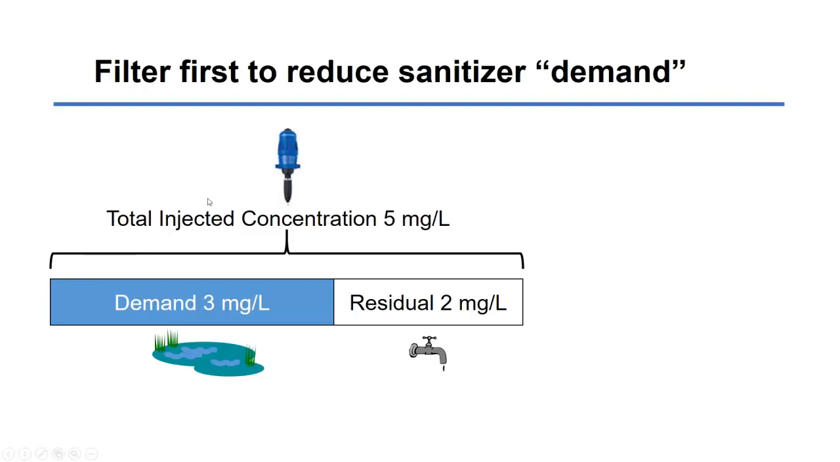And an example here is like, let's say you're injecting 5 parts per million of chlorine into your water, but the water is really dirty, and then the water reacts with that chlorine, and basically it only leaves 2 parts per million for your system to get clean. So you're losing some of that sanitizing power by trying to cover that demand. So instead of that, you can just filter the organic matter first and make sure that the product you're injecting is actually working throughout the irrigation system.